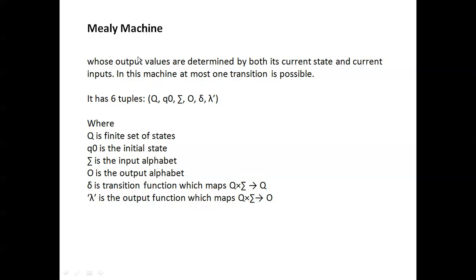Now the Mealy machine. Compared to the previous Moore machine, the main difference is that in a Mealy machine the output value is determined by both the current state and the current input. So there it is current state only, and here it is current state and also current input. The output is determined by these two things. Mainly, in this machine, one transition is possible. It also has a six-tuple: Q is a finite set of states, Q0 is the initial state, Sigma is the input alphabet, O is the output alphabet, delta is the transition function, and lambda is the output function.